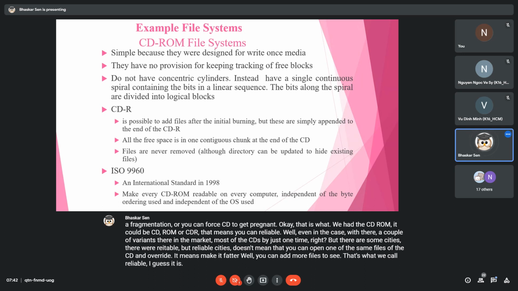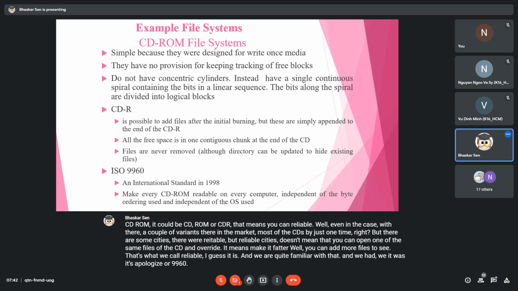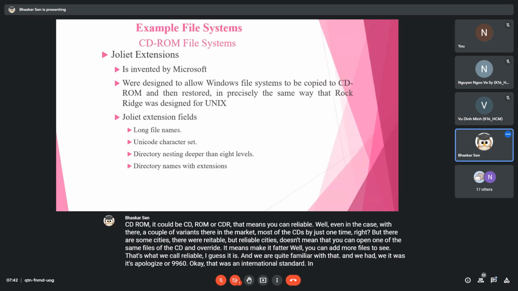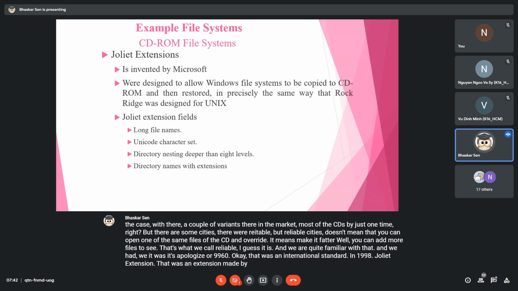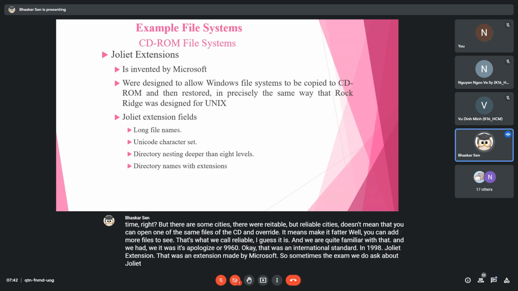And we are quite familiar with that. We followed the ISO 9660. That was an international standard in 1998. The Joliet extension was an extension made by Microsoft. So sometimes in the exam, we do ask about Joliet extensions, a very basic thing.